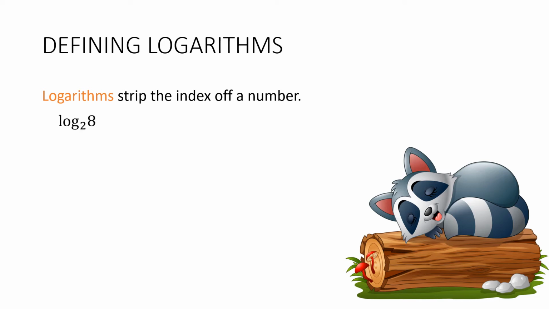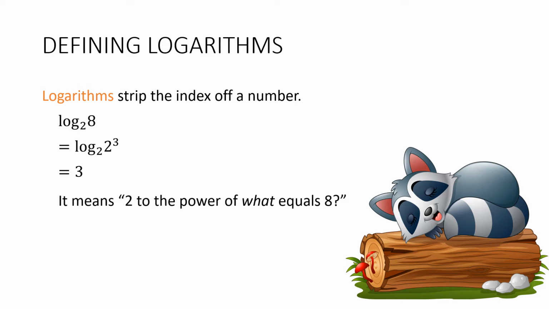So if we take our example, log base 2 of 8, I'm going to turn that 8 into index form, which is 2 cubed. Okay, so I've told you that logarithms will strip the index off. So this is actually equal to 3. There's an easier way to think about it though. This is what it actually means. 2 to the power of what gives you 8, which is 3.